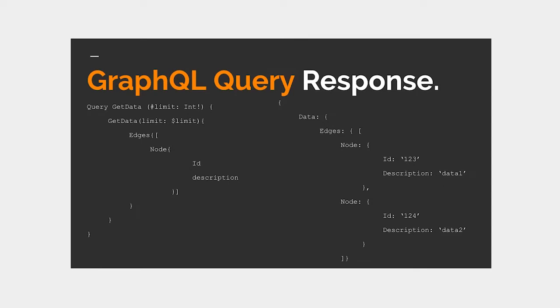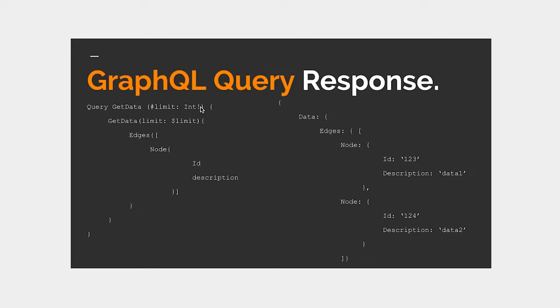And here's an example of a query and response. I'll just walk through it real quick. So you have a query, getData. That's the name of your query. Then there's a money symbol in front of it, not a pound symbol, which specifies that it is a variable. It's also a strictly typed language, so it's an int, and the exclamation point means it's required.